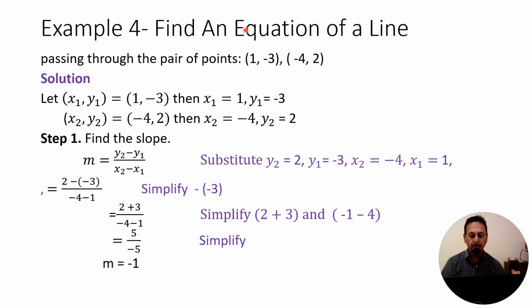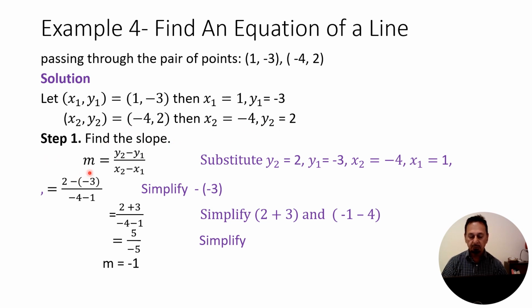Example 4. Find an equation of a line passing through the pair of points (1, -3) and (-4, 2). Let (x1, y1) equal (1, -3). Then x1 is 1 and y1 is -3. And let (x2, y2) equal (-4, 2). Then x2 is -4 and y2 is 2. Now step 1, find the slope.